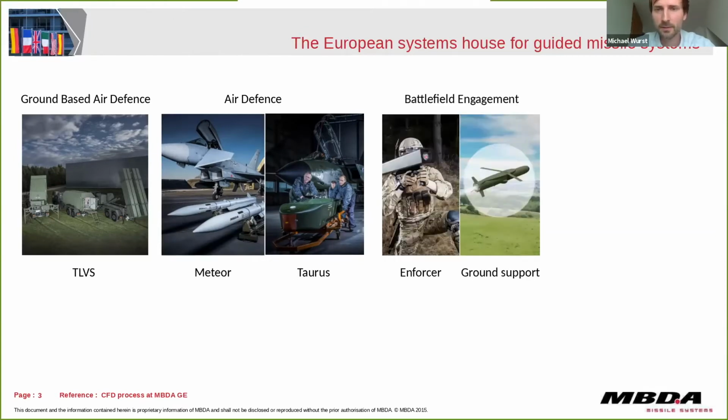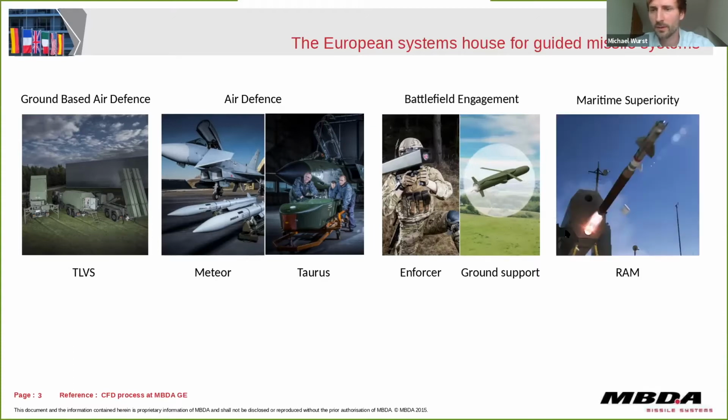Then we are also in the market for missiles which can be used on the ground. For example, there's the Enforcer missile, which is used by soldiers, and we have missiles which are more like rocket artillery. And then we also have missiles which are used on ships, for example the RAM missile, which can defend the ship from incoming missiles. And I want to come back to all of these products later, where I will show some applications of CFD in one of these areas.